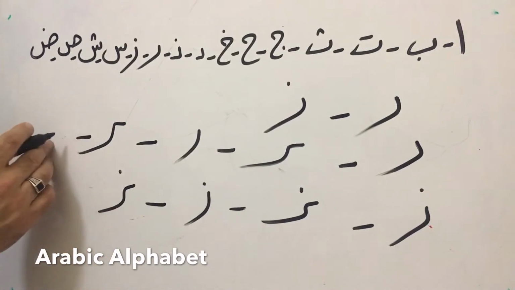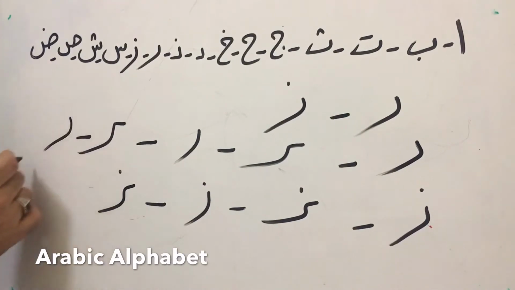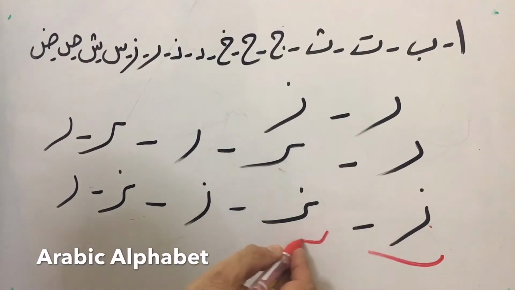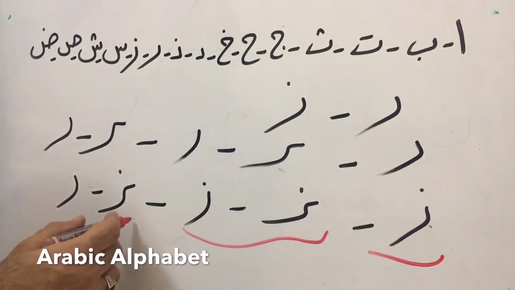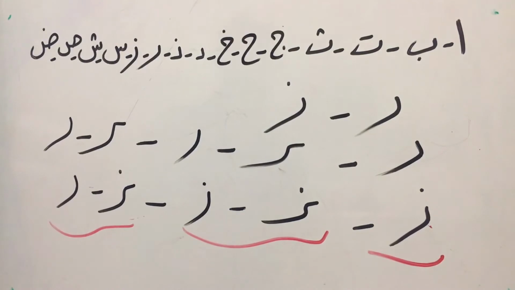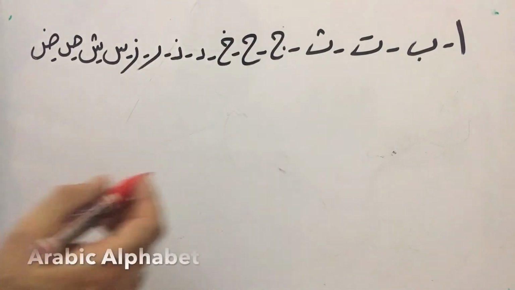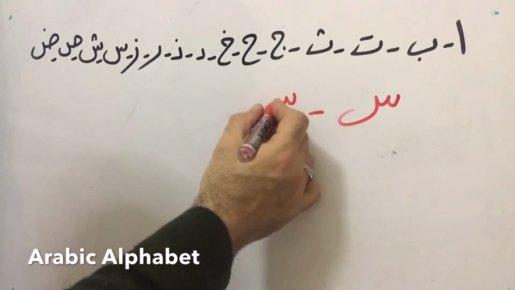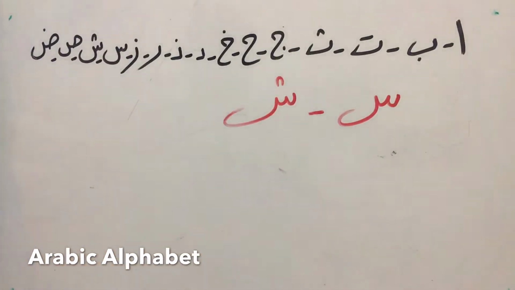Whereas if the letter can't be joined, they are like this. So this is the beginning of the word, this is the middle, and this is the end. They are similar, both in the middle and at the end. For seen and sheen, they are similar.